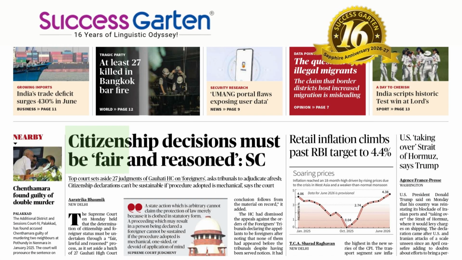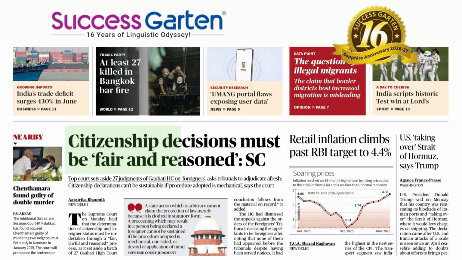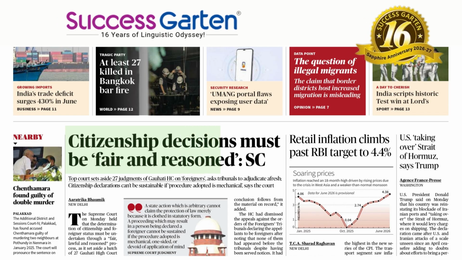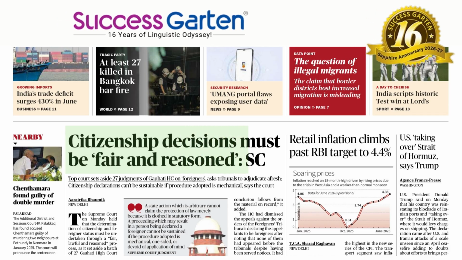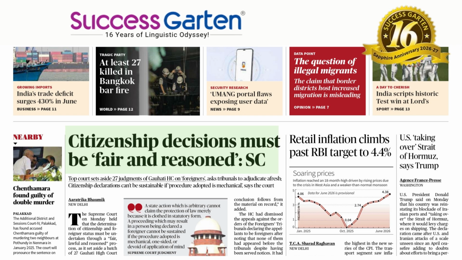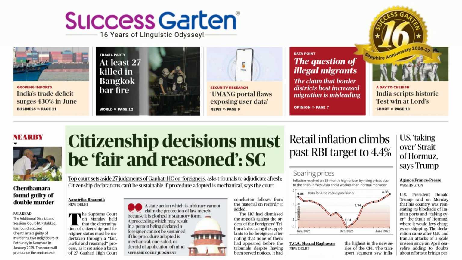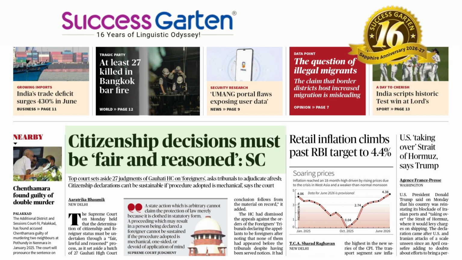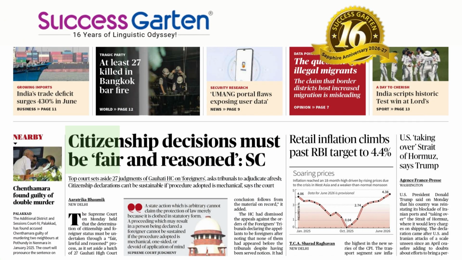Citizenship decisions must be fair and reasoned. SC. So we start with the standard sentence where the comment by SC is the first item. So we start with the noun citizenship. Citizenship, as we know, ship endings must be nouns. Citizenship decisions, decision, D-E-C-I-S-I-O-N. Decision is a noun from the verb decide, and we have an adjective called decisive.